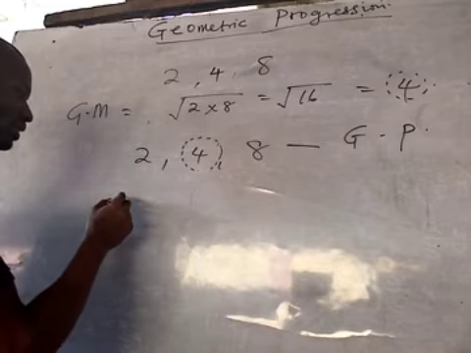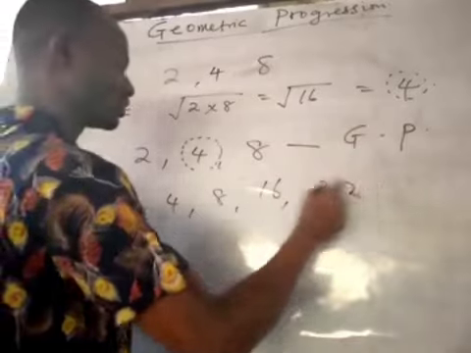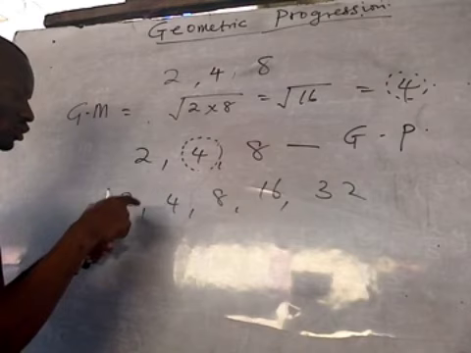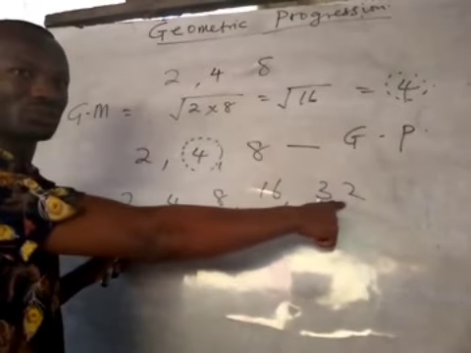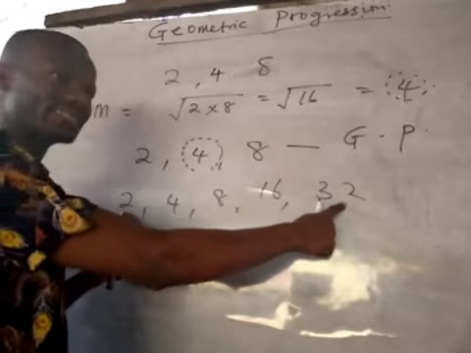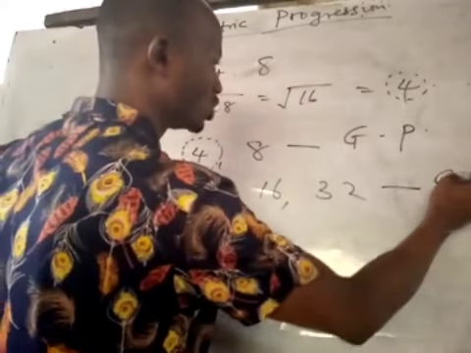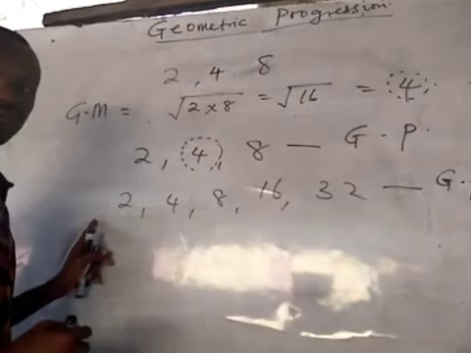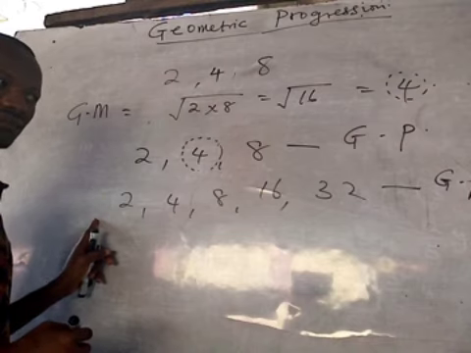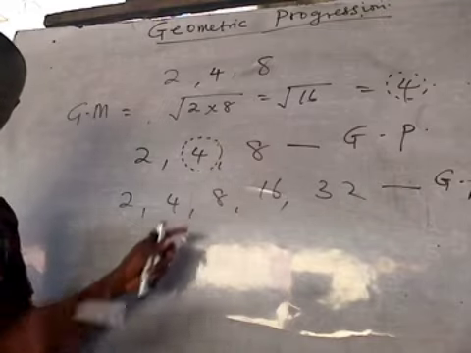If you look at the sequence 2, 4, 8, 16, 32, and the rest of them, you can see that this is 2 and 32. You observe first that this sequence is in geometric progression. Are you getting the stuff? This sequence is in geometric progression.